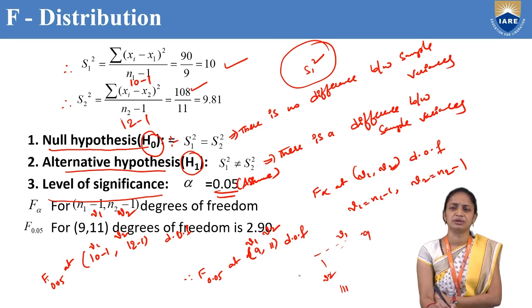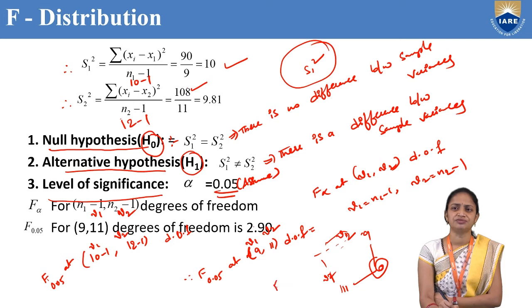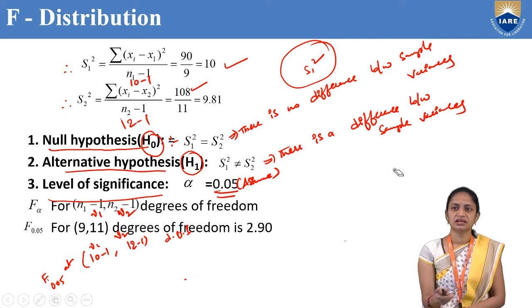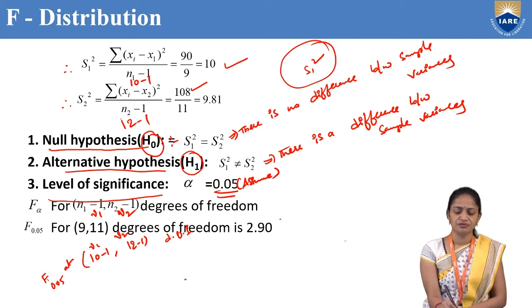In some distribution tables, nu2 is this one, nu1 is this one. Okay. So based on that, you can take the values. The value is 2.90. Okay. So we have to take this value from the F distribution table.